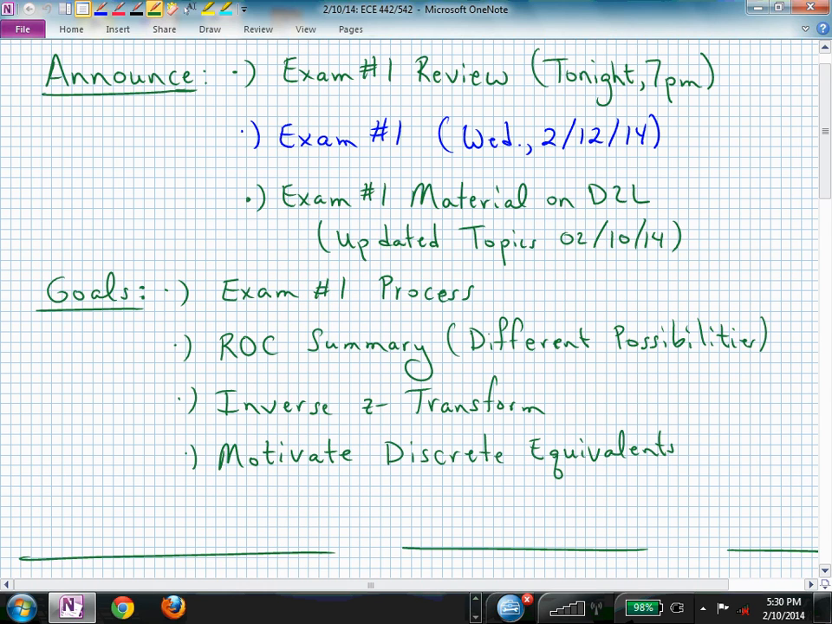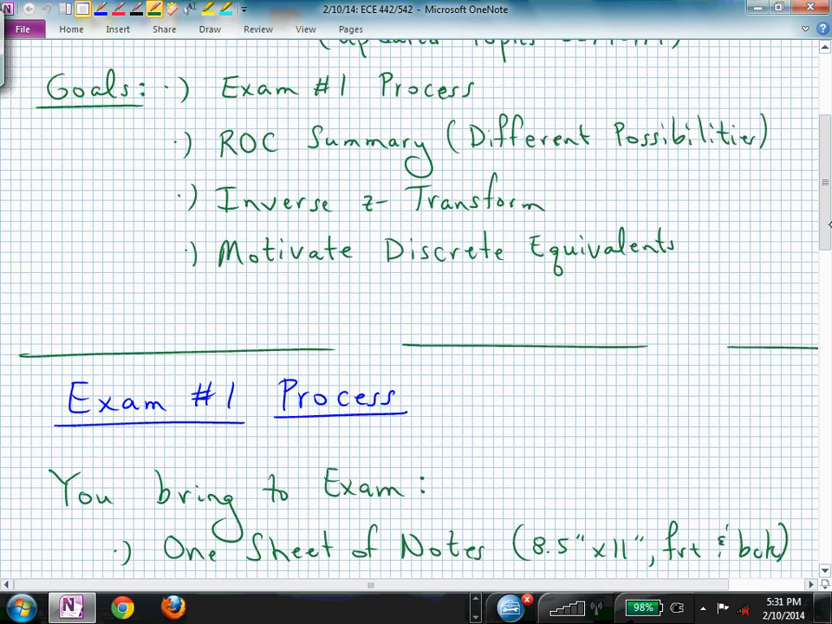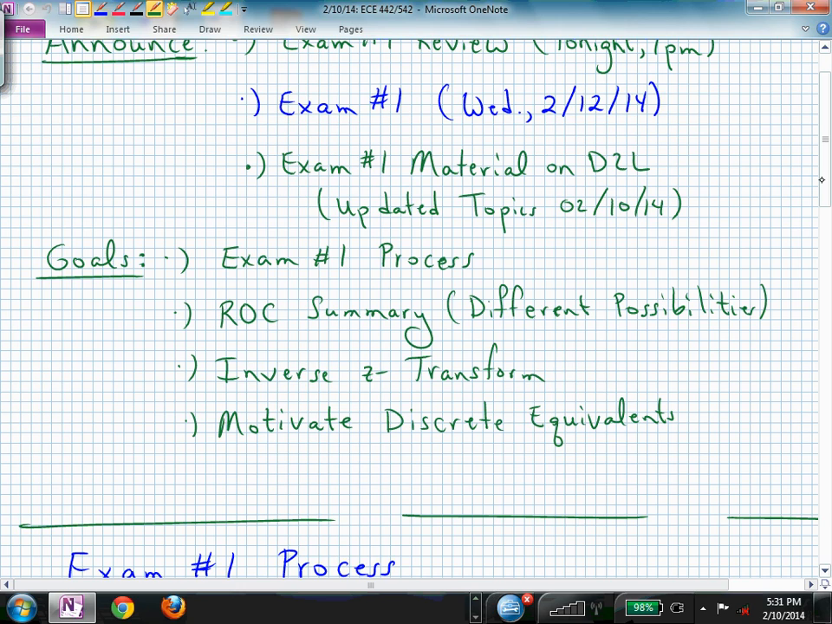Exam number 1 is on Wednesday, the next time we meet, and the updated topics are listed on D2L. That was updated just a couple of hours ago or an hour ago. I'm noticing a few things that still need to be placed there. Today, let's quickly go over the process of exam number 1. If you've looked at any of the previous exams, it's basically on one of the front pages of that.